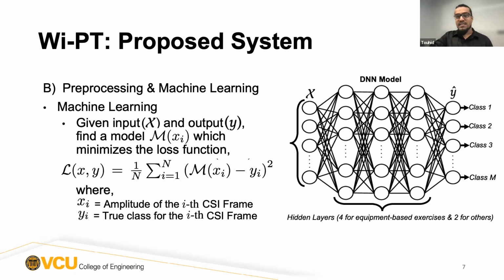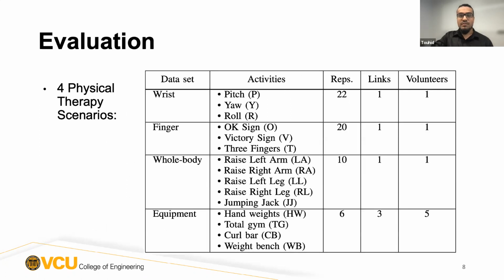By extensive optimization of our model, we have found that 4 hidden layers work better for our equipment-based exercises, while 2 hidden layers are good enough for the other datasets. It is noteworthy that we have used a dropout layer after each hidden layer to overcome the overfitting problem in our model. To evaluate our proposed system, we have experimented with 4 sets of physical therapy scenarios.